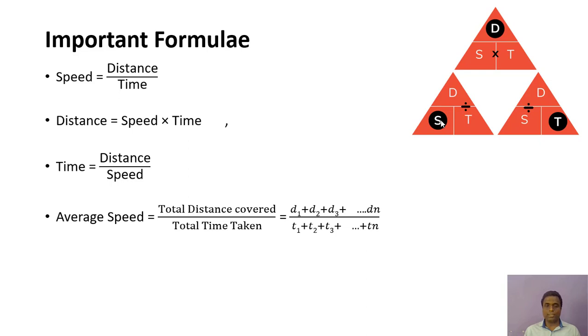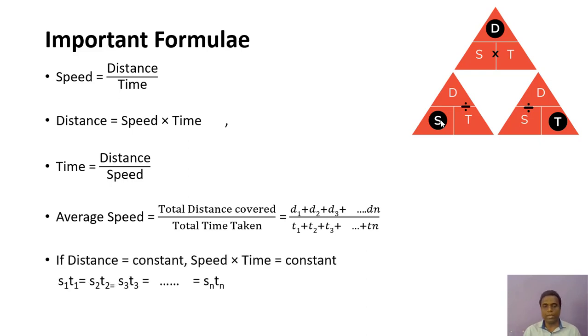So what is the total distance? Whatever distance he has covered with the first speed, then whatever distance he has covered with the second speed, then whatever distance he has covered with the third speed, that is d1, d2 and d3, and finally upon the total time taken, the summation of all the time durations is added. So what is the time duration? T1, T2 and T3. So we have to add them and write it below. So these were the important formulae.